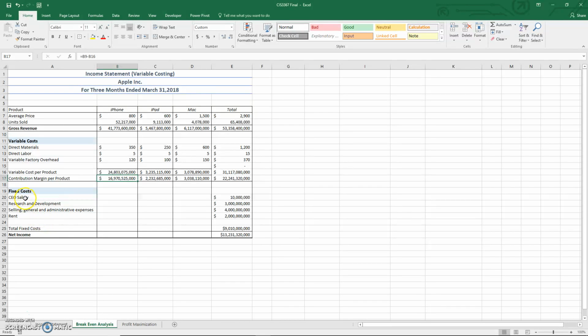For fixed costs, most companies incur the same expenses such as CEO salary, R&D, and rent. I was given the specific amounts for R&D and SG&A. For CEO salary and rent, I had to do a little math and guesstimating to find a reasonable point. Given our revenue and expenses, the total net income for Apple in the 3 months ended was $13 billion.